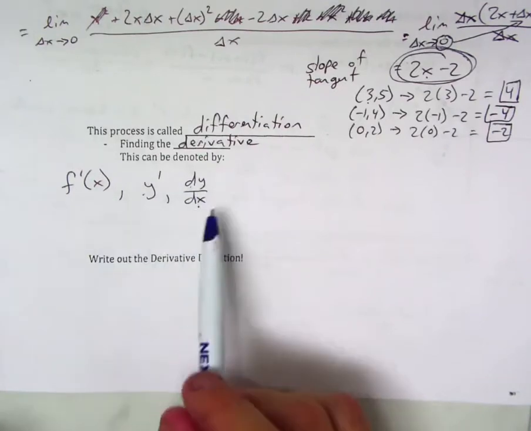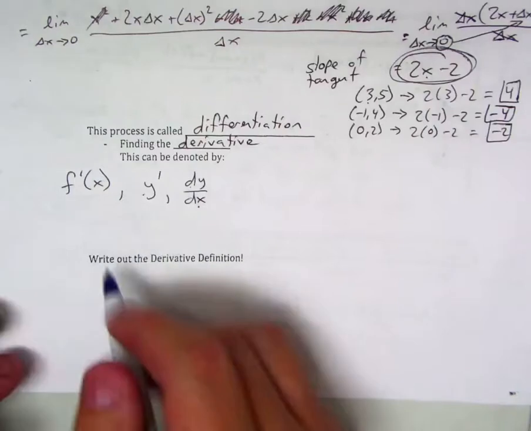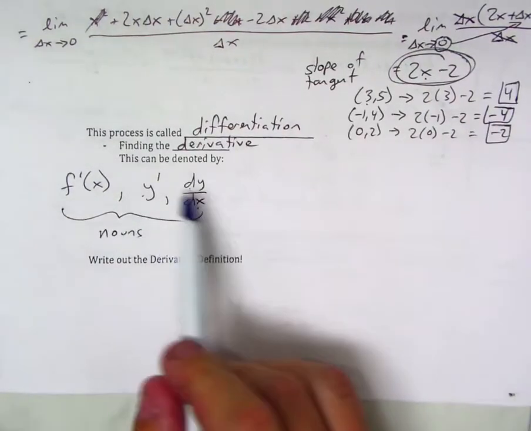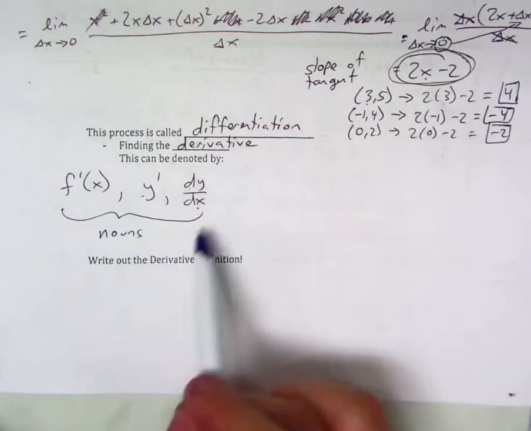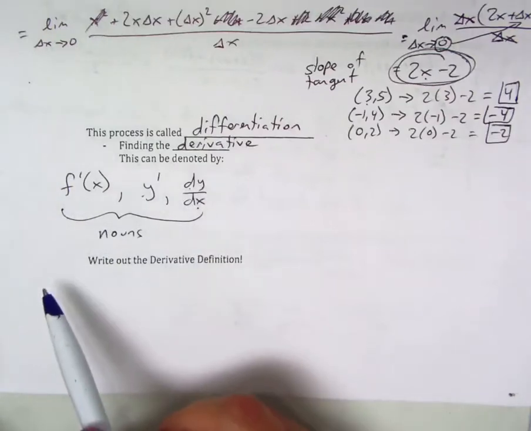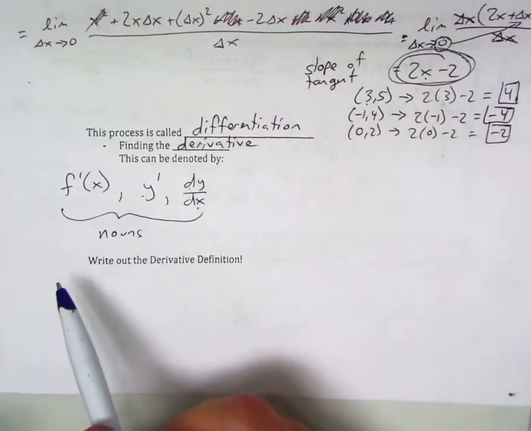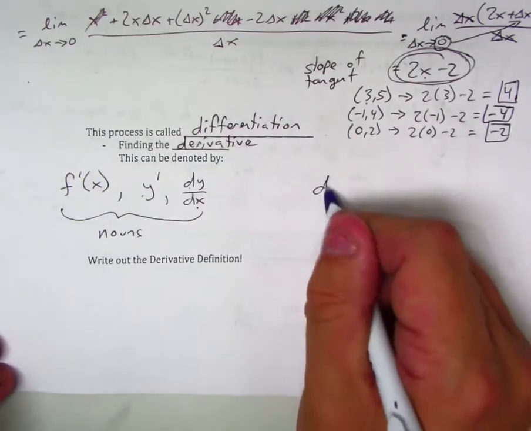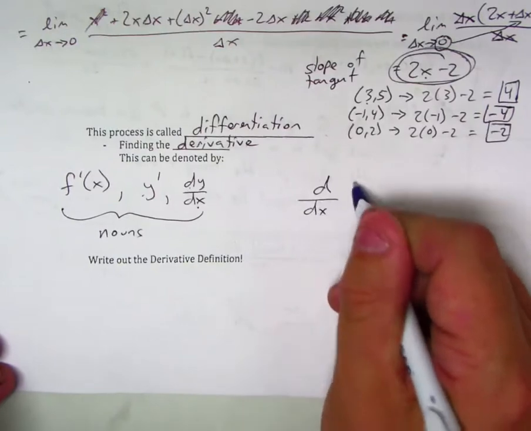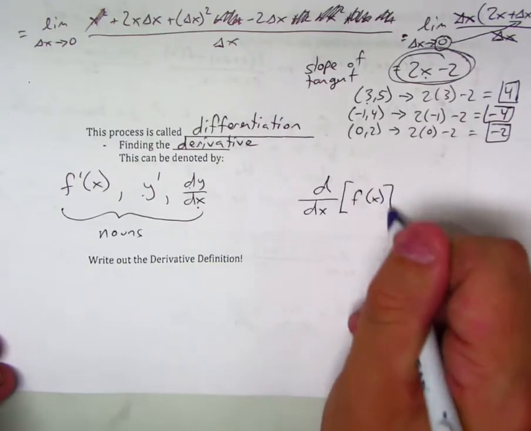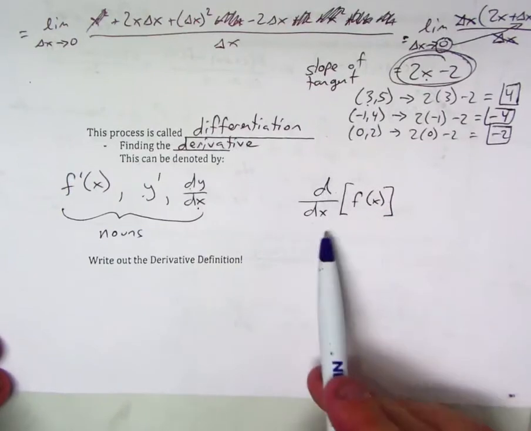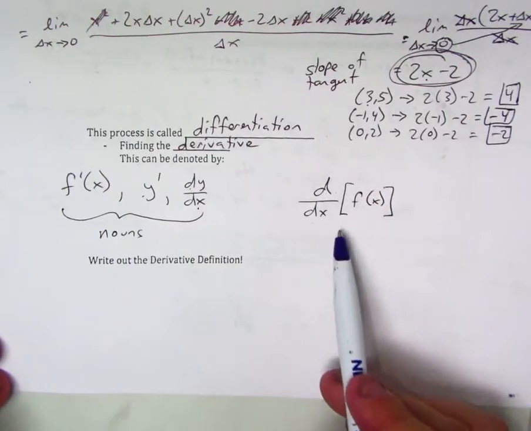Okay, and you'll see all three of these notations. It's important to get comfortable with all of these. These are nouns. These stand for what the derivative actually is. Now, some other notation would be commands. How does a problem command you to find the derivative? It could say find the derivative, or it could look like d dx of f of x. This is a command to differentiate this function. This is a verb. It's telling you to find the derivative.